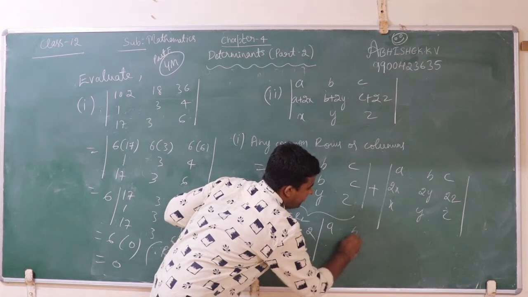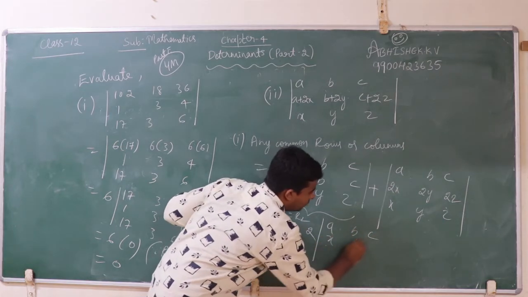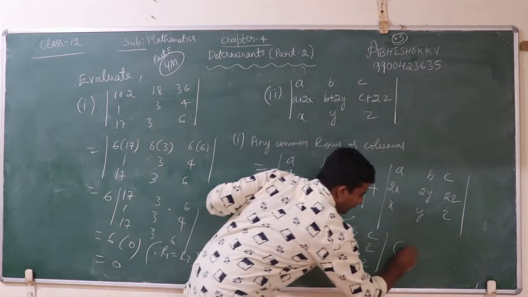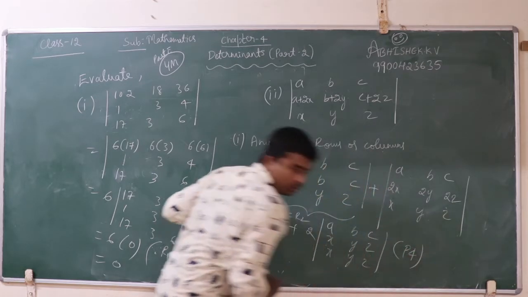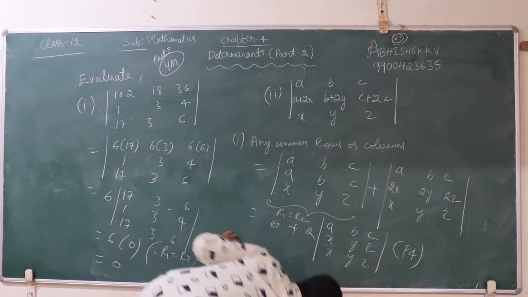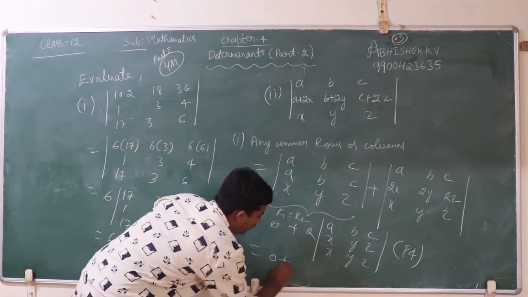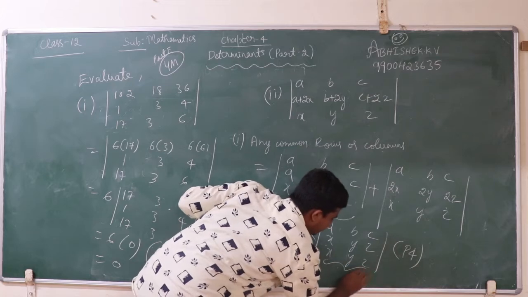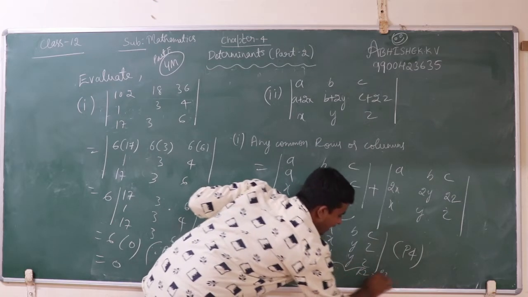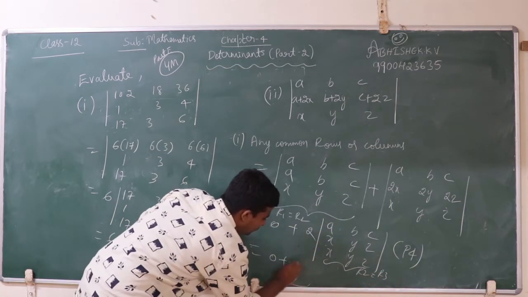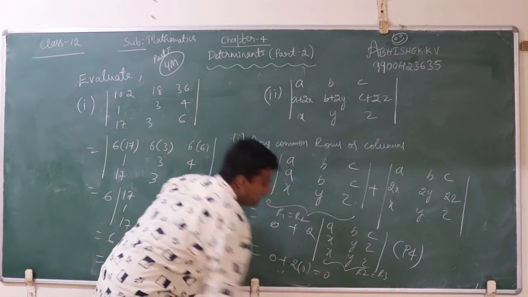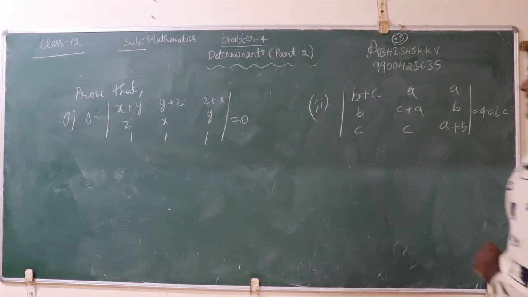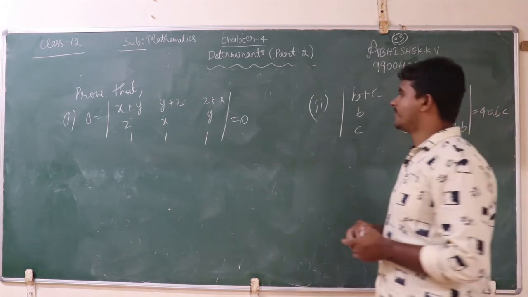See, a, b, c, x, y, z, x, y, z. This can be written by property 4. Again, 0, 0 plus 2 into. Again, for this determinant R2 is equal to R3, so we can write this as 2 into 0. Again, this value is equal to 0. Please note down. Yes, let us move on to the next type of problems.